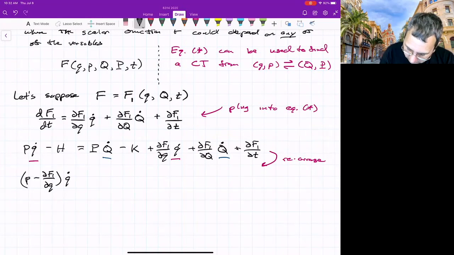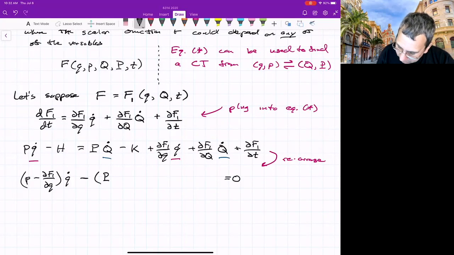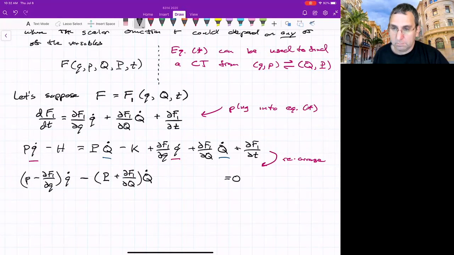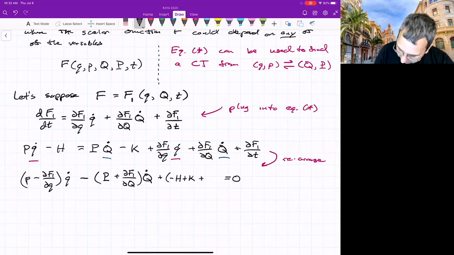Those are times Q dot. I'm putting everything on the same side, so we're going to set this equal to 0 eventually. What's the next term? Plus, I think it's a minus actually, if I know what's going on. Capital P plus partial F1 partial big Q times Q dot. Then plus minus H plus K plus partial F1 partial T.